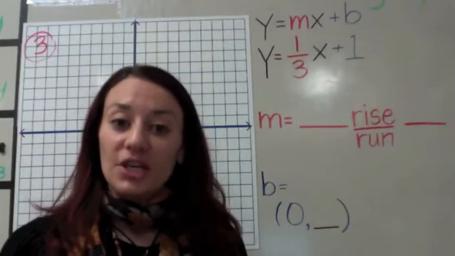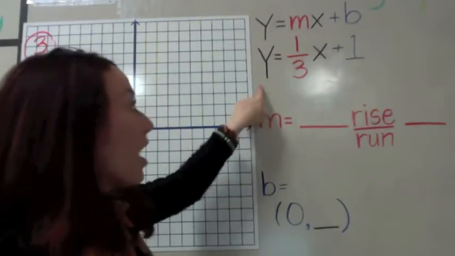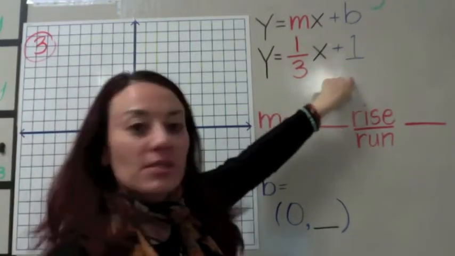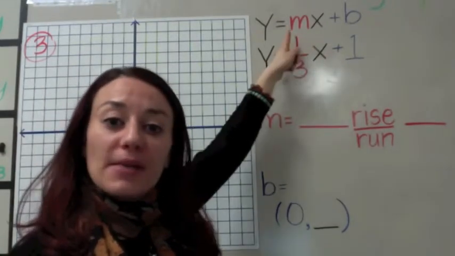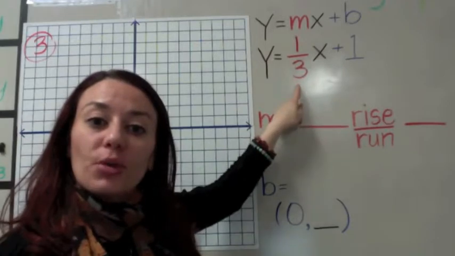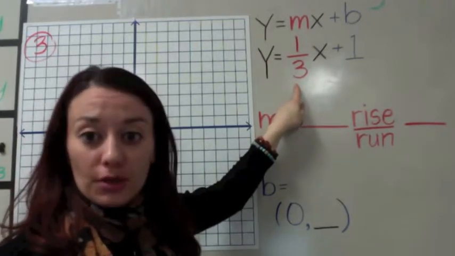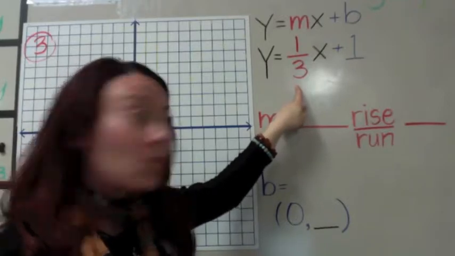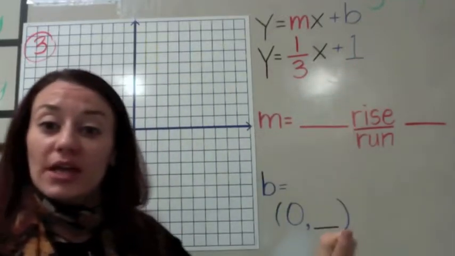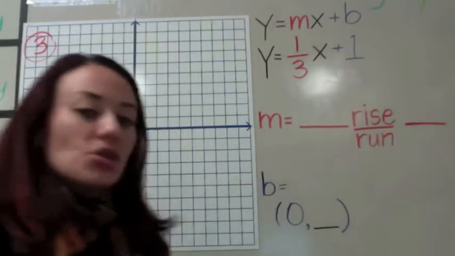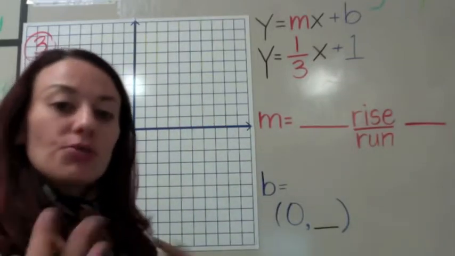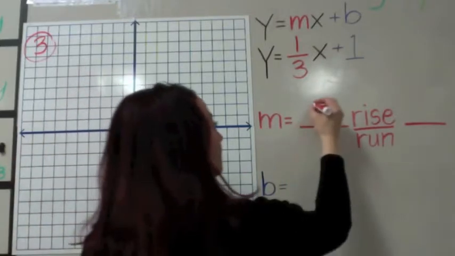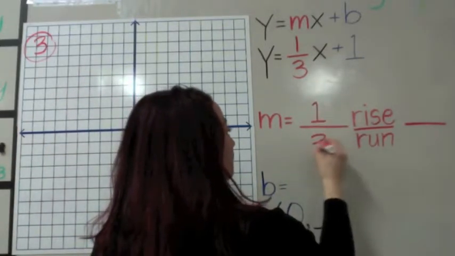Now read equation 3. It says y equals 1/3 x plus 1. So m is the slope. The slope is 1/3. What's the slope? 1/3. We need to make sure we can read fractions. And then b, which is the y-intercept, is 1. What's the y-intercept? It's 1. So let's go ahead and identify those things. You told me that the slope is 1/3, right? So that means the rise is 1 and the run is 3.